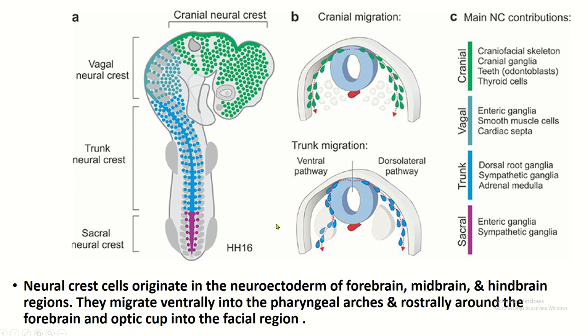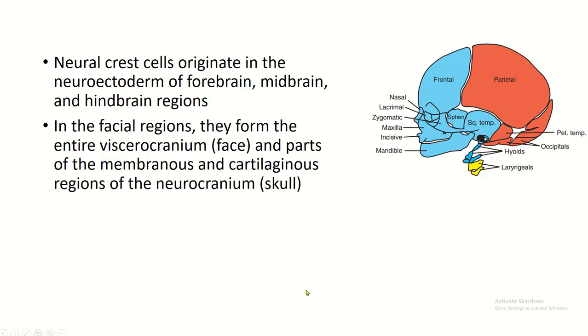Neural crest cells originate in the neuroectoderm of the forebrain, midbrain, and hindbrain region. They migrate ventrally to the pharyngeal arches and rostrally around the forebrain and optic cup to form the facial region. Neural crest cells form some facial bones. In this blue color area, these bones are developed from the neural crest.